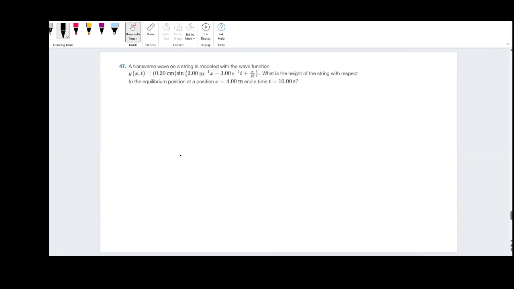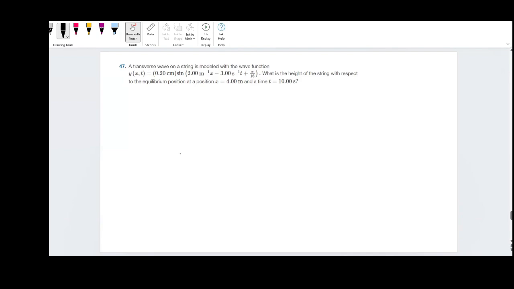So look at this exercise now, going over some of the equations that we have in the mathematics of waves, right? They say a transverse wave on a string is modeled with the wave function y of x comma t equals 0.20 centimeters sine of 2.00 meters to the -1 times x minus 3.00 second to the -1 times t plus pi over 16. So they say, what is the height of the string with respect to the equilibrium position at a point x equals 4 meters and a time t of 10 seconds.